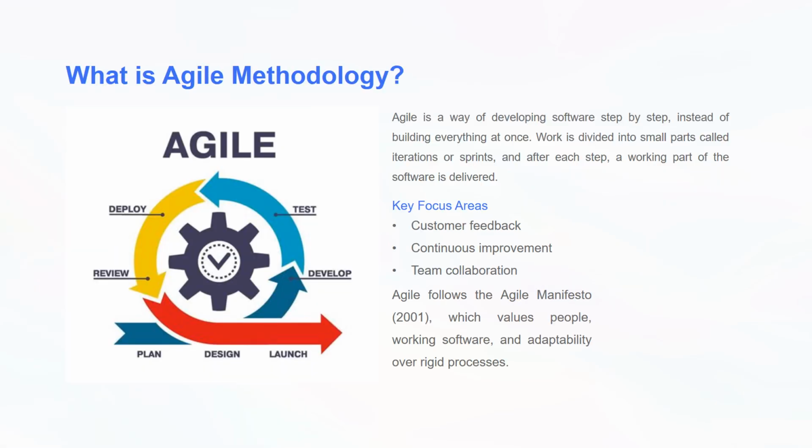Okay, now let us understand what Agile methodology actually means. So, Agile is a way of developing software step by step instead of building the entire system at once. In traditional methods, everything is planned in the beginning, but in Agile, the work is divided into small parts called iterations or sprints. So after each iteration, a small but working part of the software is delivered. This helps the team check whether the project is going in the right direction.